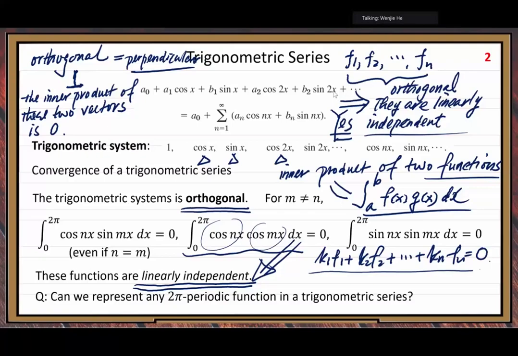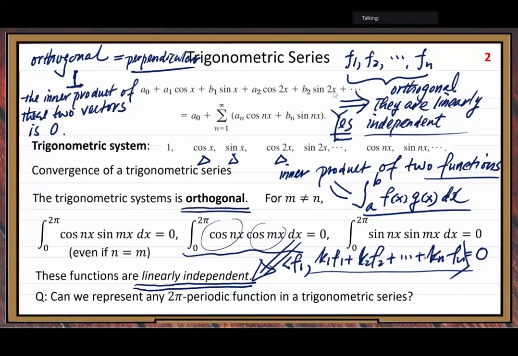So you cannot find a set of n coefficients, k1, k2, k3, ..., that are not all 0, such that when you take a linear combination of these n functions, you get 0. You cannot do that. All right. So here, let's do this. Now, I do the inner product of f1 with this function. How about that? Equals 0. I do the inner product.